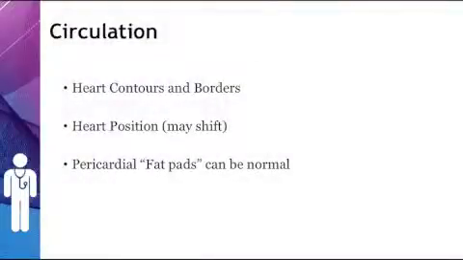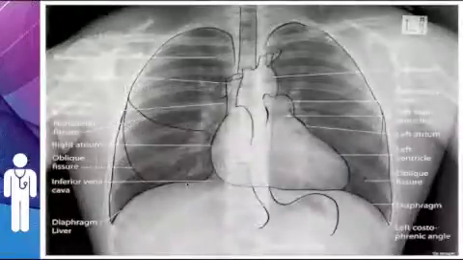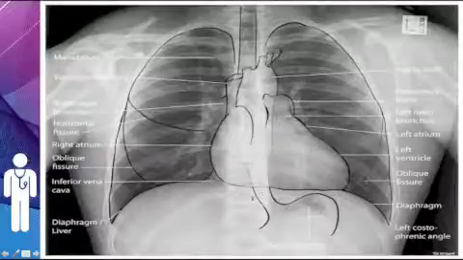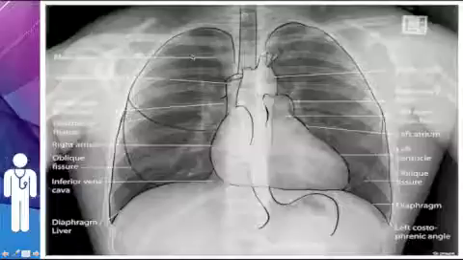In terms of the circulation and the heart, you've got to look at the contours of the heart, the borders, the position of the heart, which may shift just like the mediastinum and the trachea. And interestingly, fat pads, which are medial findings of a loss of the diaphragm centrally, can be normal. You can lose that nice distinct shape here, and that can be due to a fat pad. Here's an example of the anatomy again, just showing you all the different issues you may have, but the heart border should be nice and distinct.